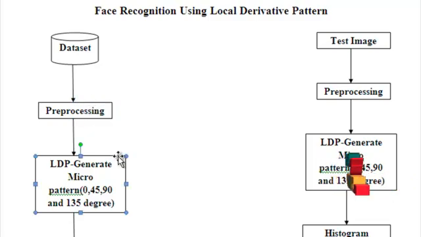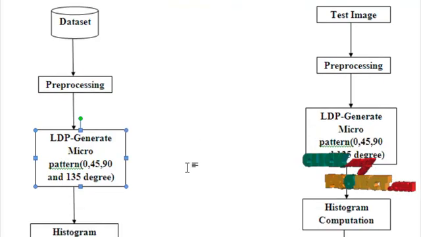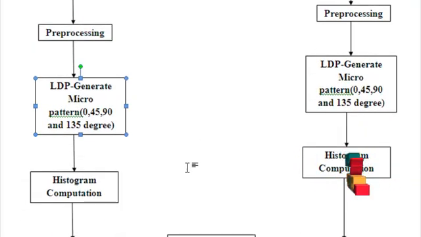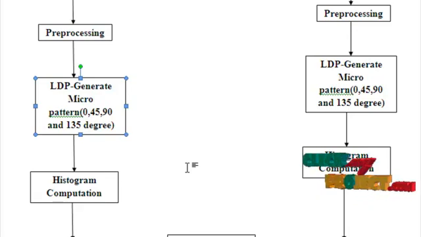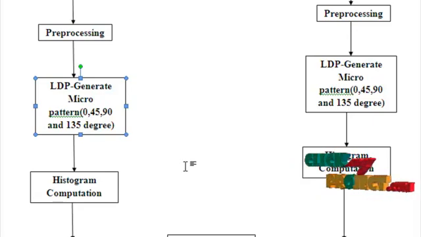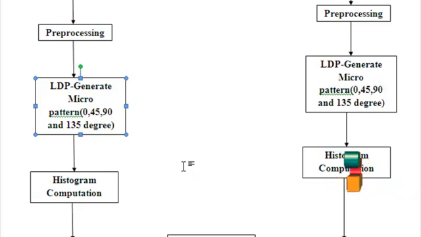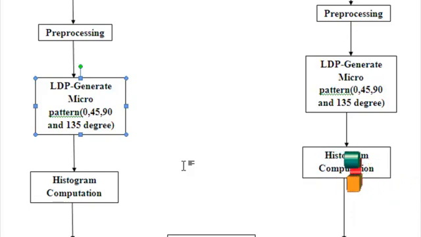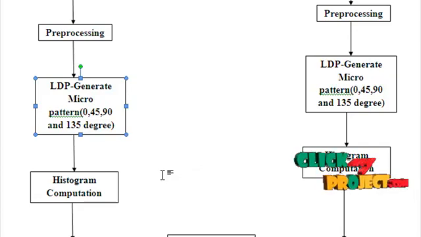Now the pre-processed images are given as the input for the LDP computation. LDP will generate the micro pattern representation for each and every face image in four different angles, that is 0, 45, 90 and 135 degree. So this LDP captures the change of derivative directions among local neighbors. Totally 8 neighbors are going to be considered here, and afterwards it encodes the turning point in a given direction.